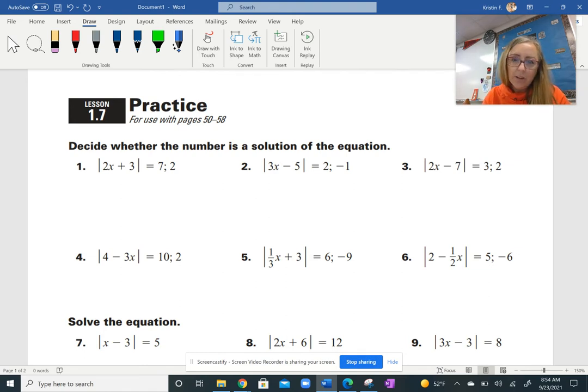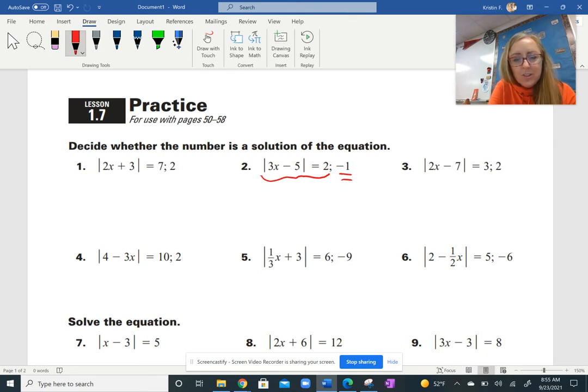So when you look at any one of these, I'll do number 2. It says that the equation is the absolute value of 3x minus 5 is equal to 2. And we're checking, will -1 make that a true statement? So it's like it's already been solved for x and we're plugging it back in to check it. When you plug it back in, you have to use that absolute value as part of that check process.